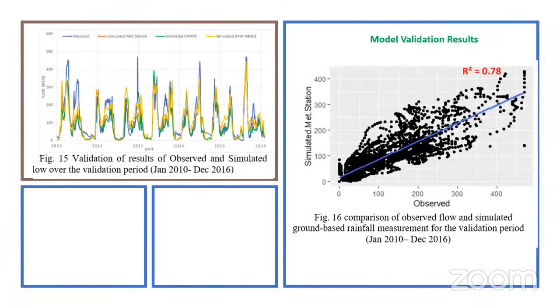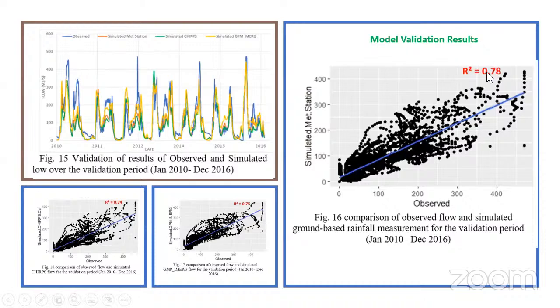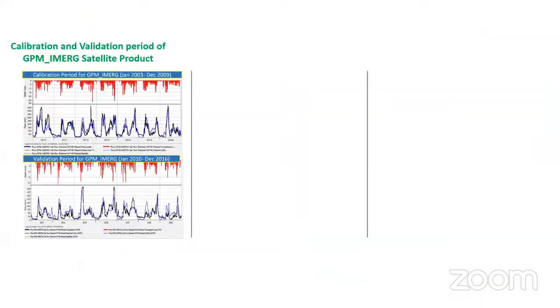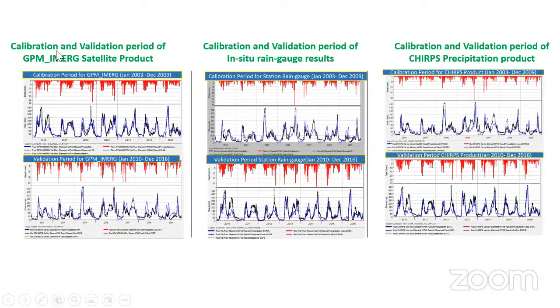If we come to the model validation data, it gave us very good results of 0.78, 0.75, and 0.74. In the table, we can see that the MET station and the GBM IMCCRT data give us very good results, whereas the Jirbis data gives us a good result, which means the GBM IMCCRT data can be used as alternative data. These three also give us the validation and calibration of the data. Clearly we can see how the graphs match each other for the first satellite, the second satellite, and the rainfall data.